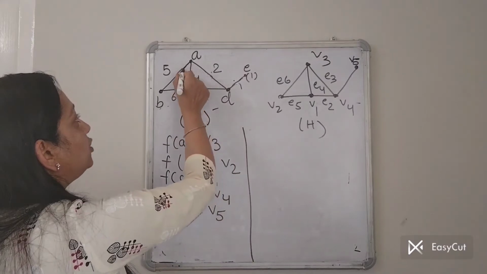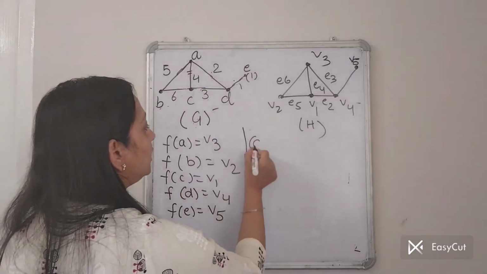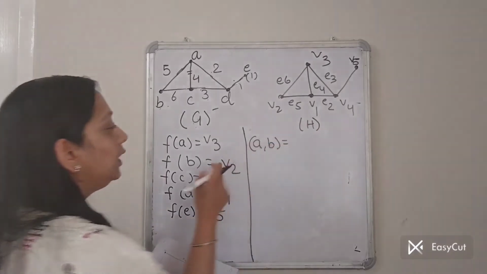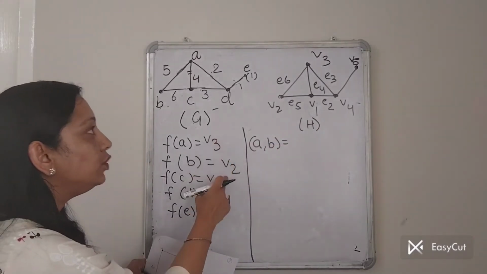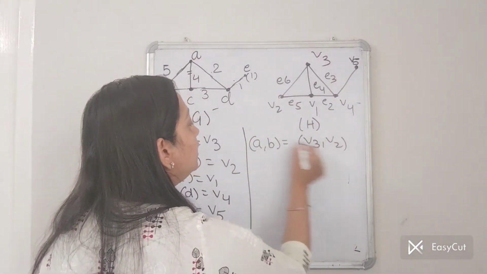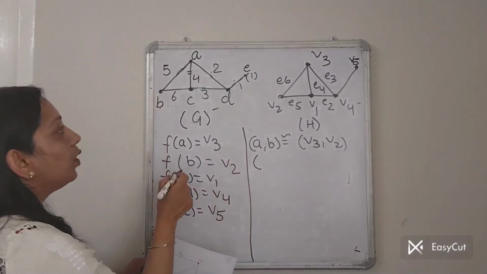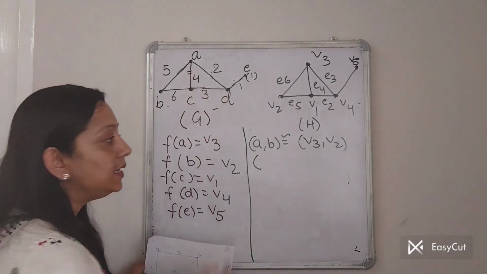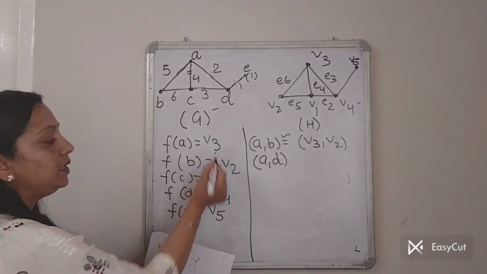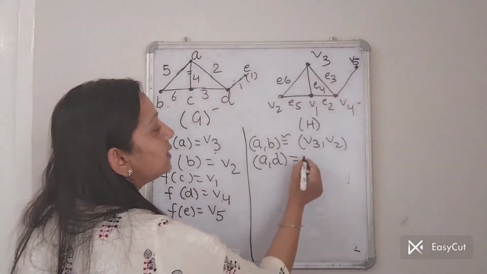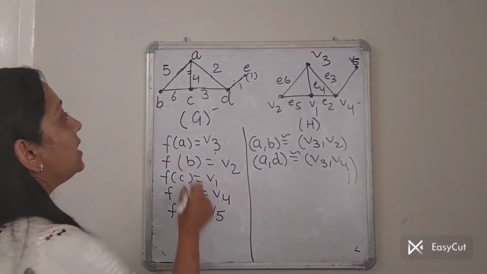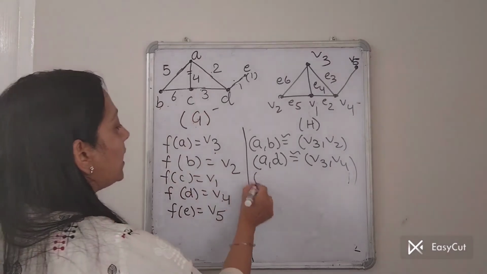There is an edge between vertices A and B. So there should also be an edge between the corresponding vertices, V3 and V2. Yes, there is an edge between V3 and V2. Then there is an edge between A and D, so there must also be an edge between V3 and V4. Yes, there is an edge between V3 and V4. Then there is an edge between vertices B and C.